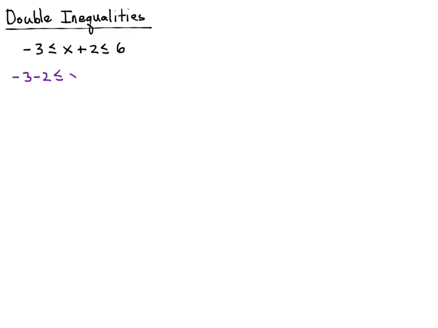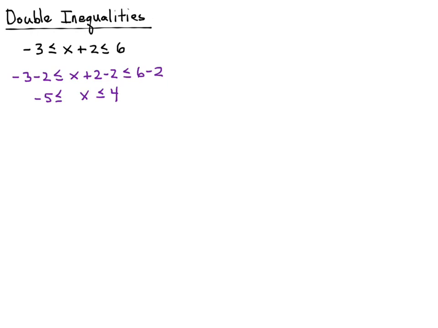The thing that we have to do is everything that we do to each member, we have to do to all the sides. So in this one, all we're doing is subtracting 2, so we subtract the 2 from the left side, negative 3 minus 2, from the middle, and from the right side, 6 minus 2. And so our solution then is negative 5 is less than or equal to x, which is less than 4.